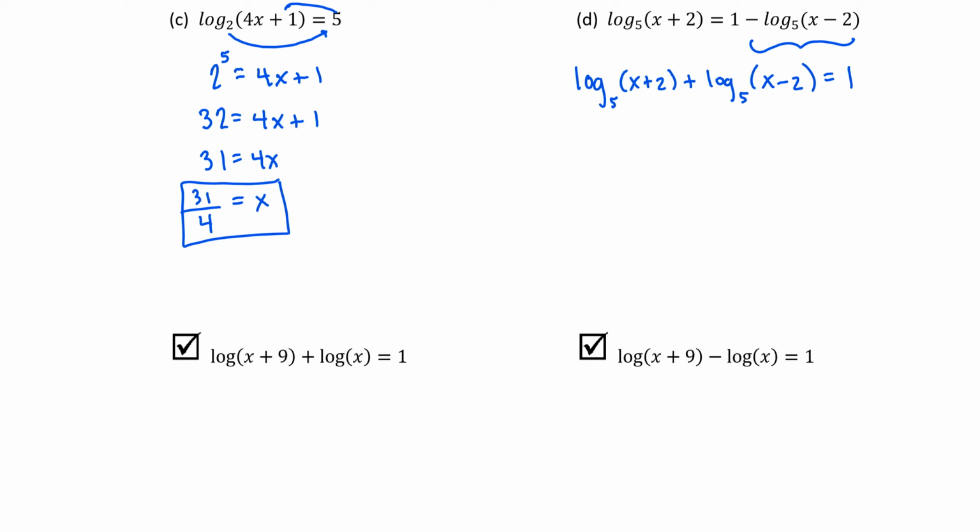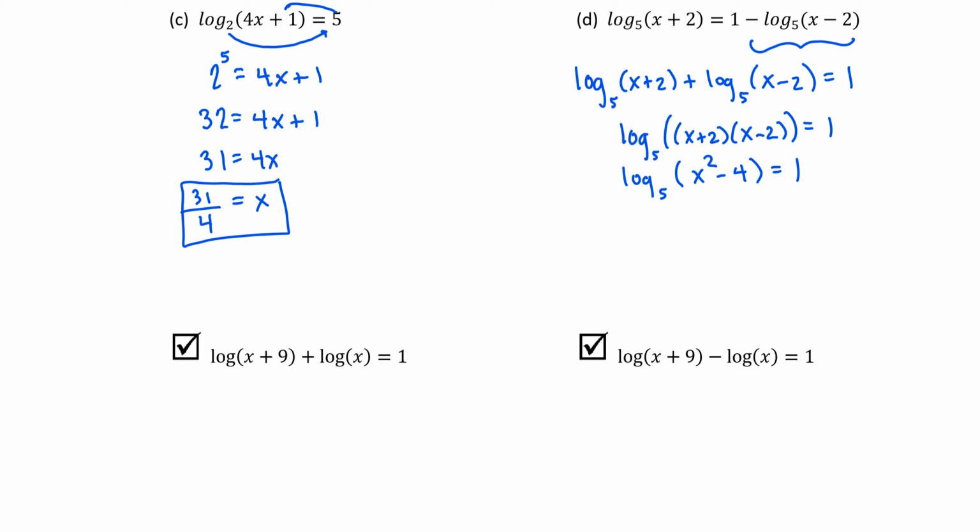Next, we need to condense the logarithms. Here's where we apply our logarithmic properties. Since we are adding the logarithms, when we condense to a single logarithm, we need to multiply the arguments. So the first argument is x plus 2, the second argument is x minus 2, and I'm going to multiply those. Let's go ahead and FOIL those out. We would obtain x squared. Outside and inside terms, notice they would cancel, and the product of our last terms would be minus 4. Then we can convert to exponential form.